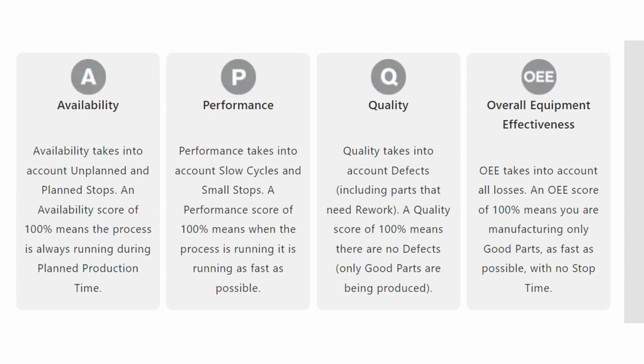So OEE takes into account all the losses: planned stop, unplanned stop, slow cycle time, small stop, defects, and rework. These are some of the big losses for OEE, and we are going to study them in a further video. An OEE score of 100% means you are manufacturing only good parts, with very good performance and availability, and with very little or no stop time. So this is the entire simple concept of OEE.